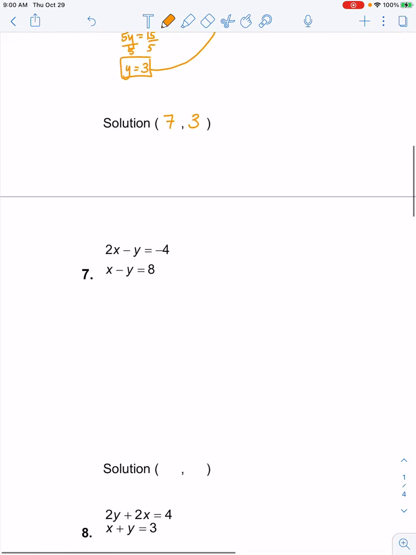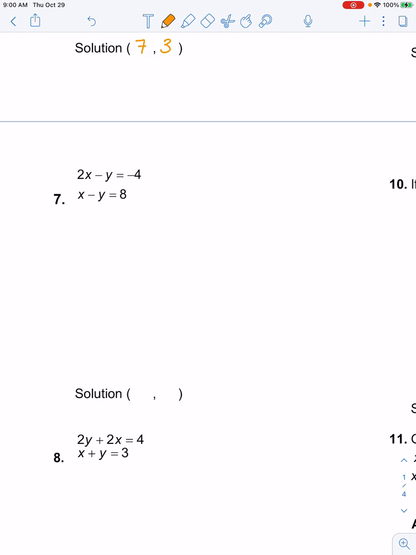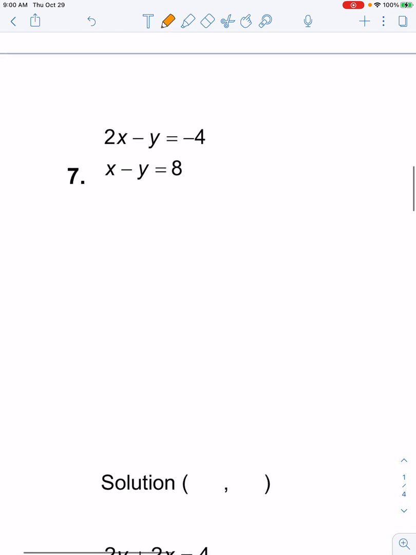Those were the basics. But now the second page takes things up just a notch. Not very much, but just a little bit. If you look at number 7, we're still wanting to use substitution, but something isn't quite as pretty about this problem. The issue is that we don't have a variable that has been isolated on its own. So we need to just do a little bit of manipulating to get one of the equations where x or y is isolated on its own.